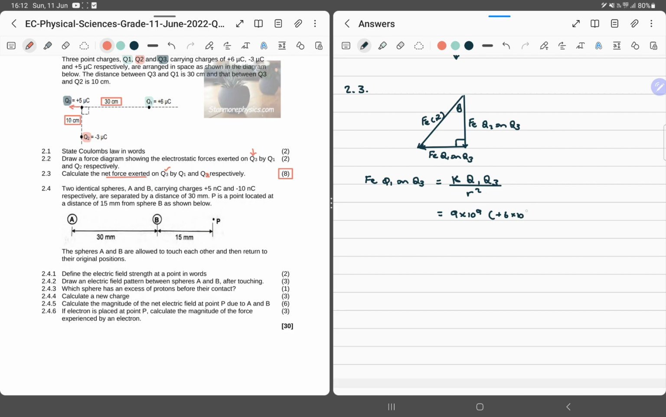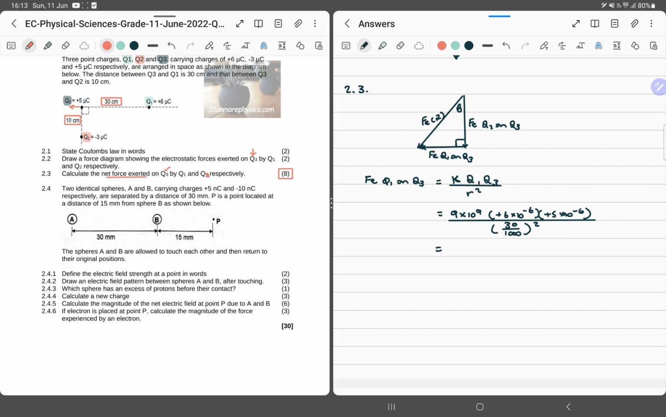Now that is microcoulombs, that is times 10 to the minus 6, into Q3 is plus 5 times 10 to the minus 6, okay? Now this is over the distance between the two, which was 30 centimeters, so basically this is going to be 30 over 100. You change this to a meter, and then you square the thing. Try to always do a bit of work to simplify your life.